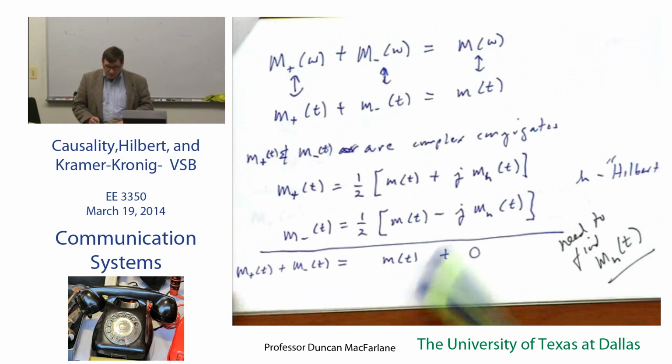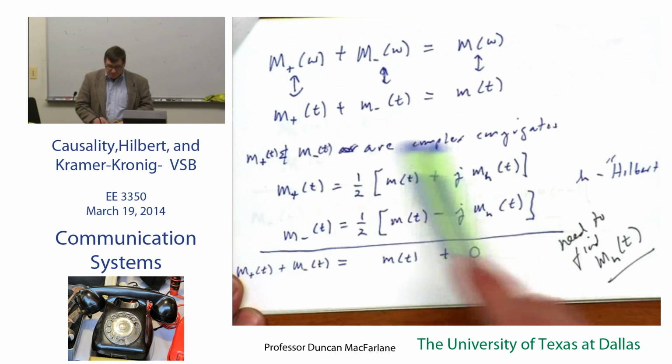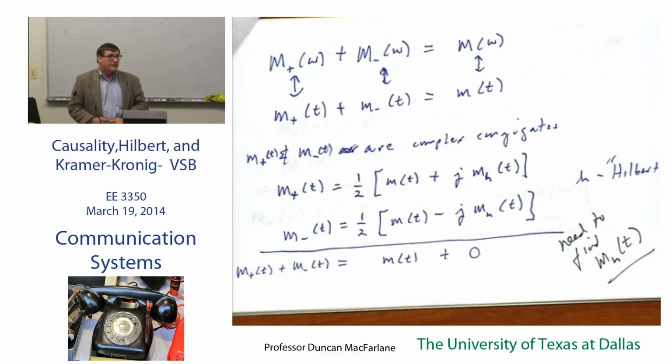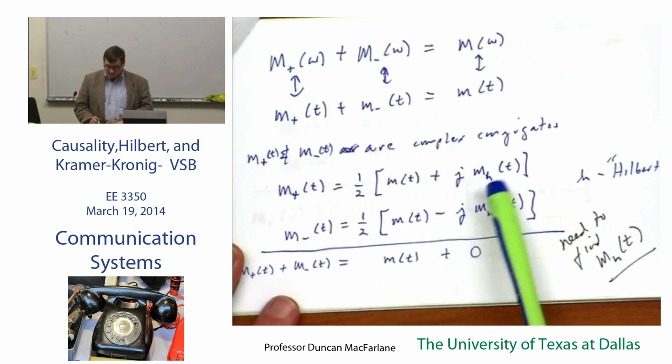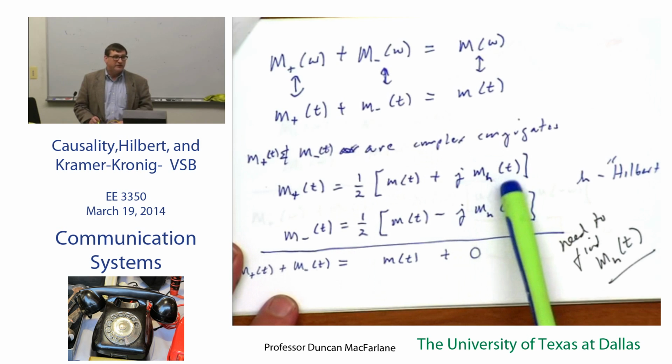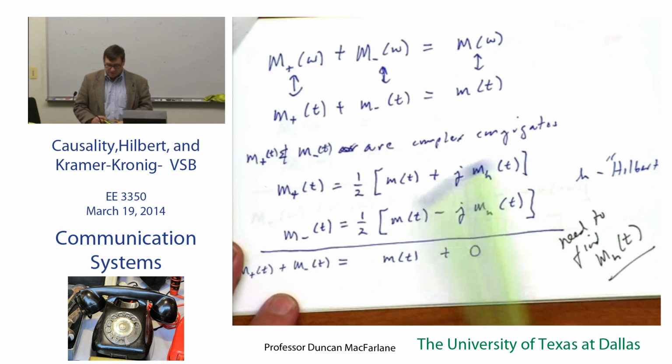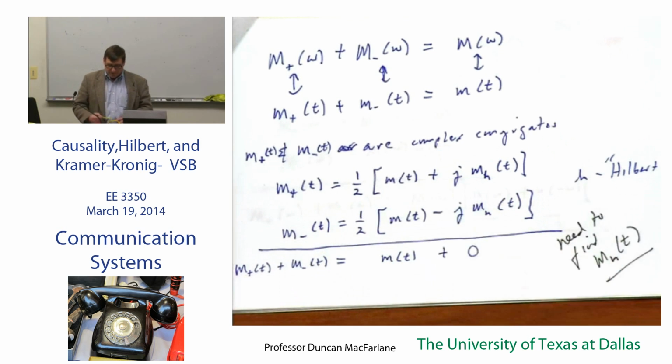And from there, I can guess at a form for the message signal M plus of T and M minus of T. They have to be complex conjugates. I was very proud of you guys. You came up with that last time. And so what that does is that tells us, well, geez, if we only know this MH of T, the complex part of that thing, then we know everything we need to know. Okay?